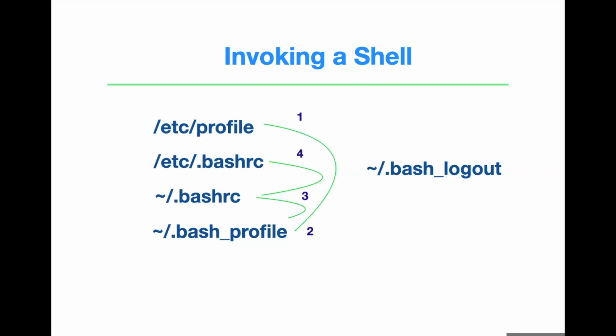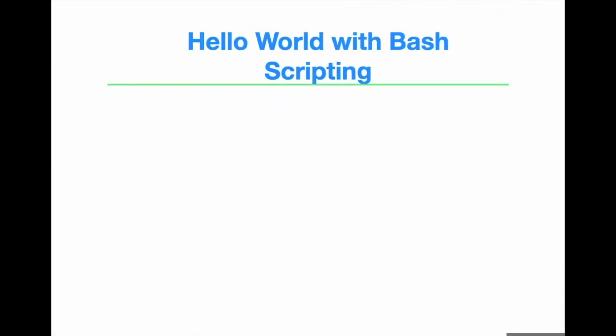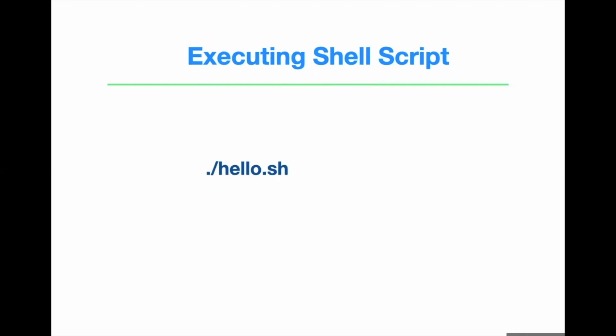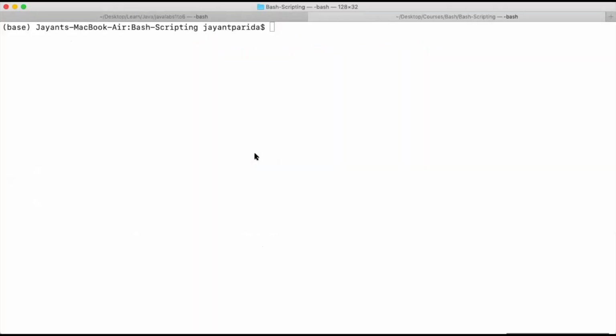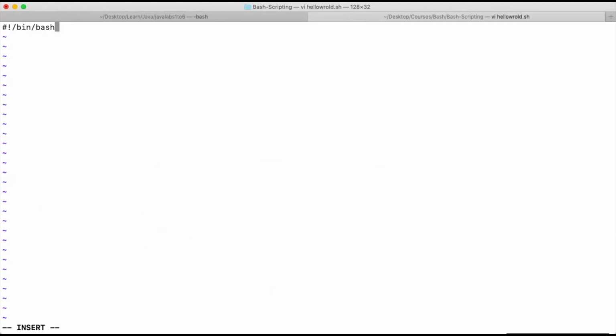In the next clip, we'll see how we can write a basic hello world script and execute it. Hello world with bash scripting. In this lecture, we'll be learning how to create a simple hello world script using bash scripting and how to execute that script. So let's move into our terminal. So let's start our terminal. Let's create a file using the vi editor called helloworld.sh.